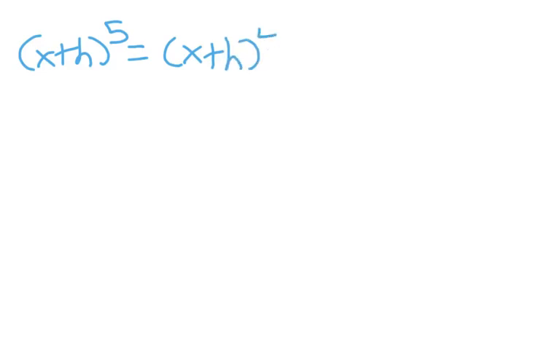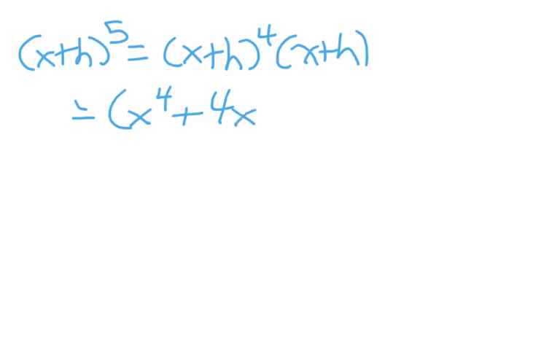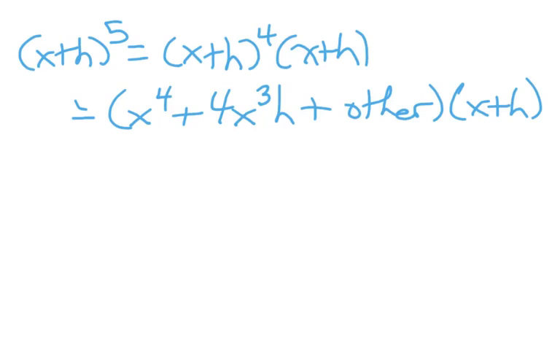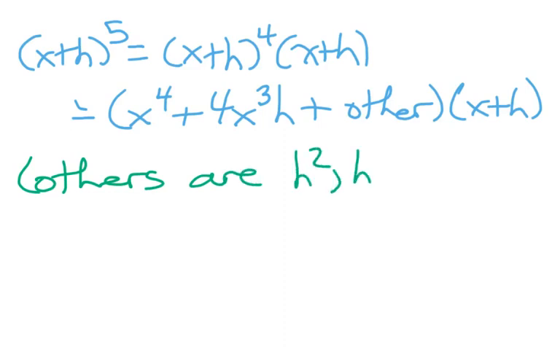What about x plus h to the 5? So x plus h to the 5, that's going to be x plus h to the 4 multiplied by another x plus h. The idea here is we're trying to establish a pattern. So this is 4x cubed h plus the other stuff. The other stuff is going to have an h squared term or higher. So again, the other terms are the h squareds, the h cubeds, and so on.